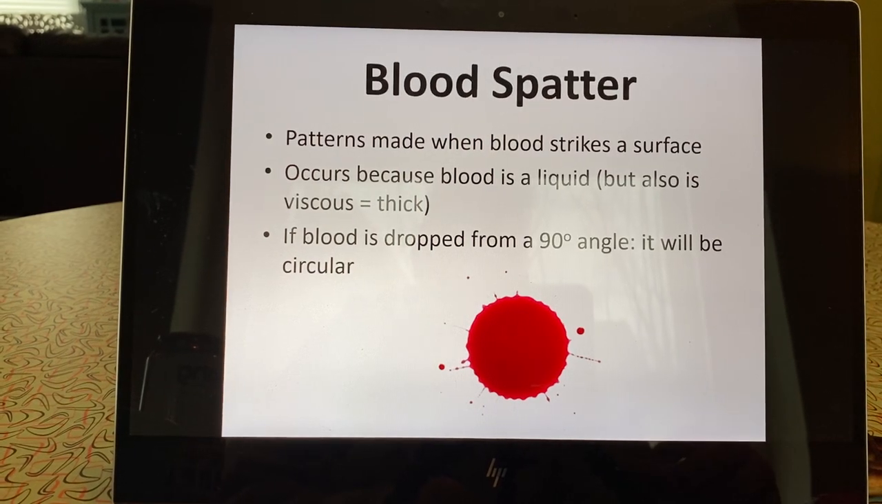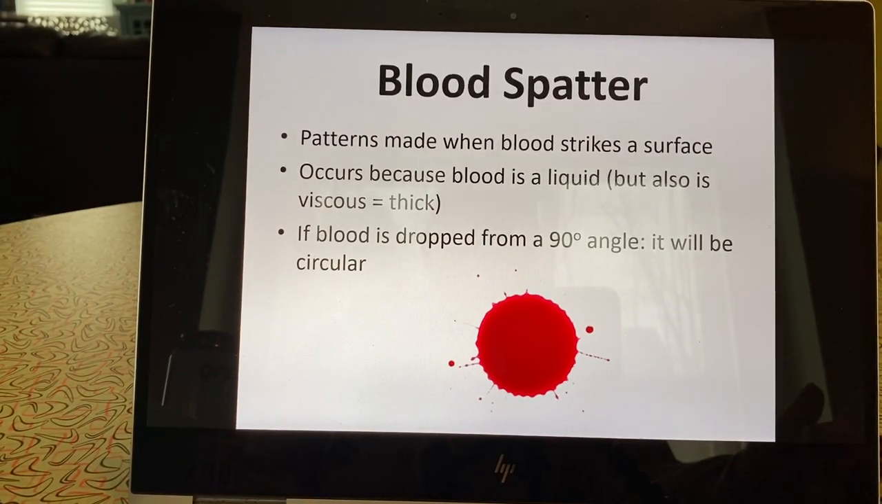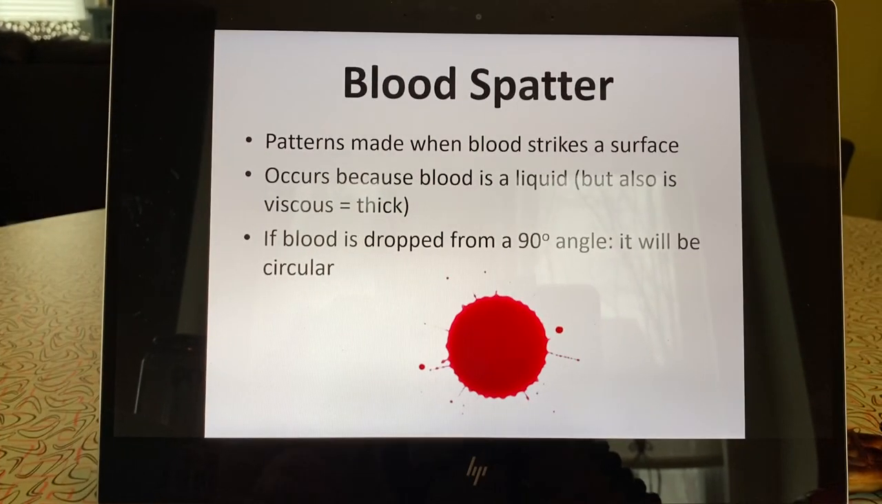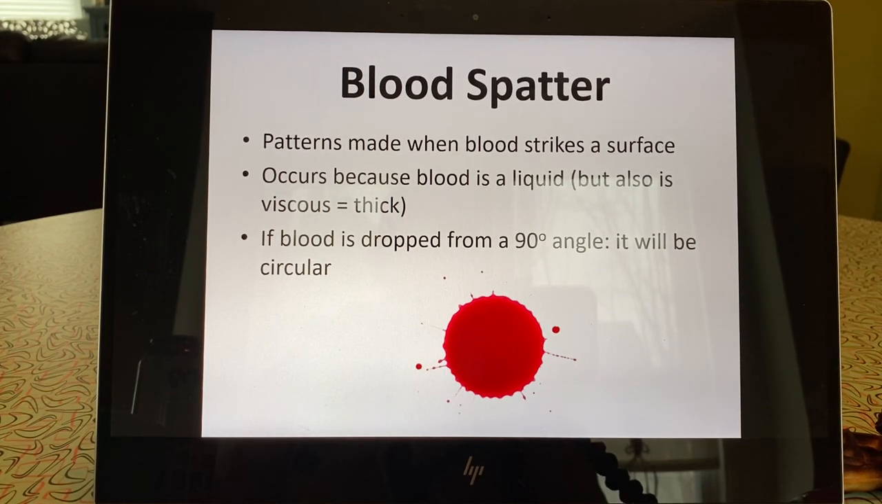It's blood spatter or bloodstain pattern analysis. So first of all, let's do a basic definition. The definition of blood spatter is patterns made when blood strikes a surface. And of course, that surface is anything. It's a wall, it's a ceiling, it's a couch, it's a person. It can be anything. The reason this is a specific discipline is because blood is a liquid. If blood was a solid, then the patterns made would fit into pattern evidence, which we've already talked about, like shoe impressions and tire wear and tool marks and striations on a bullet. But because it's a liquid, its patterns are going to be different.